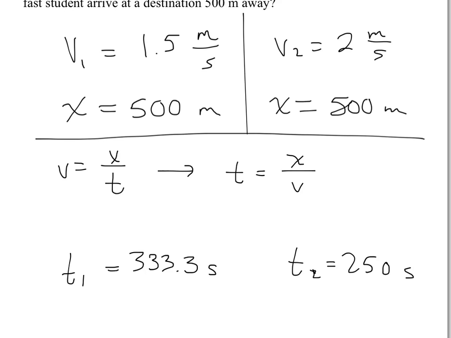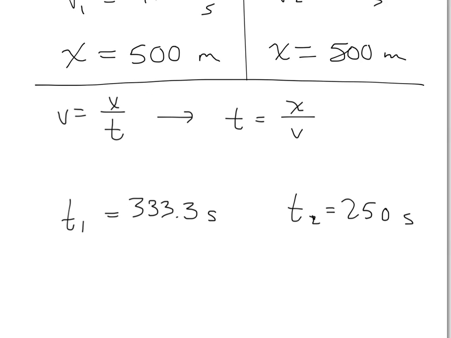So how much faster does student 2 finish relative to student 1? 83.3 seconds. 83 and a third seconds. Just subtract the two. This is the faster student. He arrives after only 250 seconds. The slower student running behind takes another 83.3 seconds. So you're really finding a delta T, in a sense. I probably wouldn't write delta, because delta usually means final minus initial. Whereas this is really just T1 minus T2 equals 83.3 seconds.